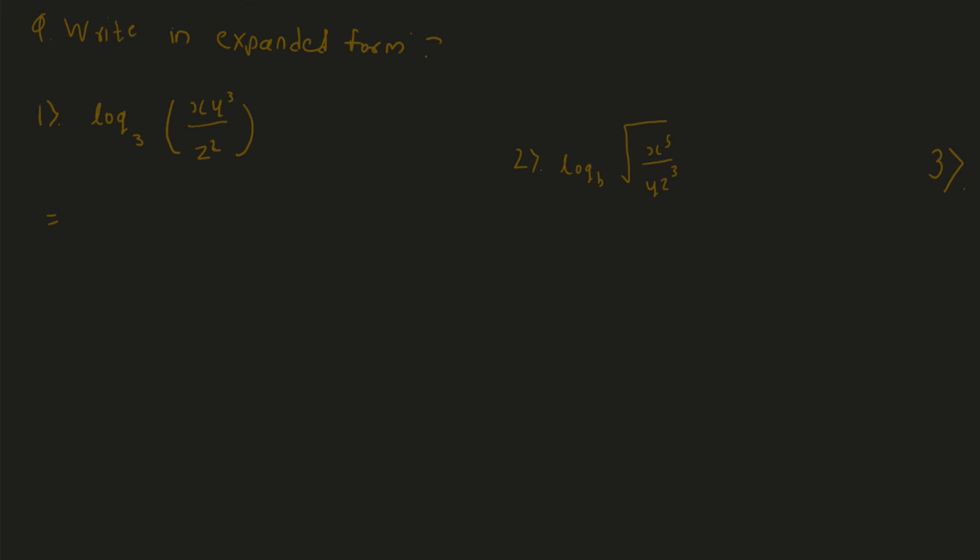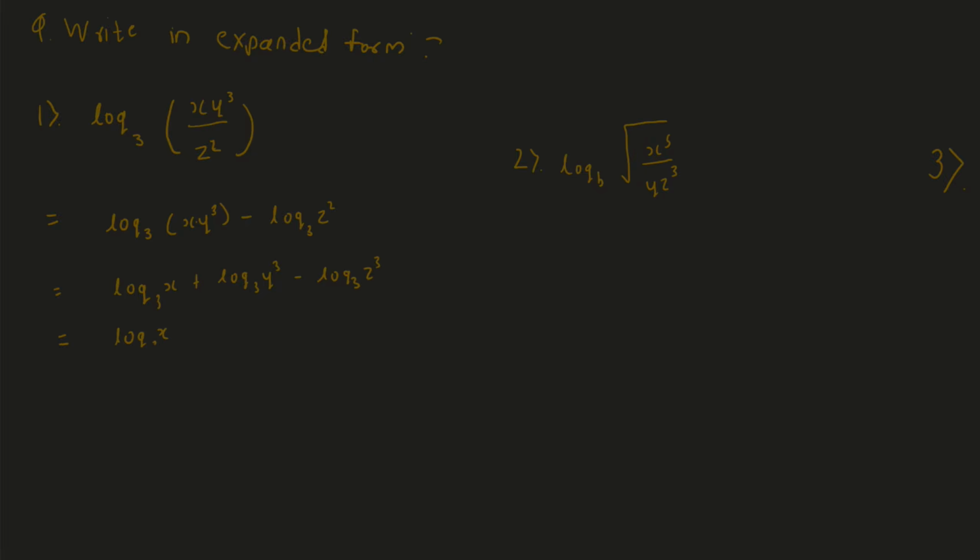So we have to expand these. How do we expand them? So first of all, we use the quotient property in reverse and write this as log of xy cubed minus log of z squared to the base 3. Okay, and then we use the product rule for the first term. So this becomes log x to the base 3 plus log y cubed to the base 3 minus log z cubed to the base 3.